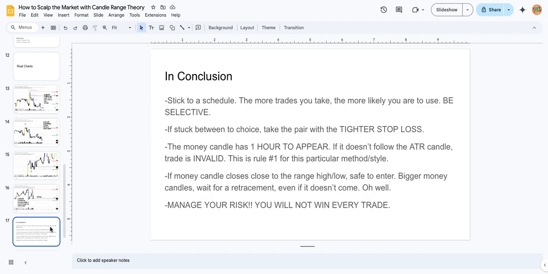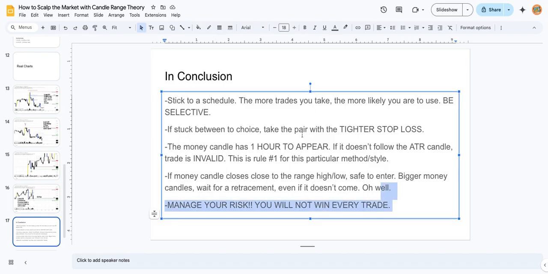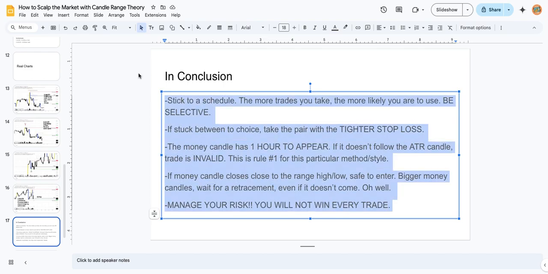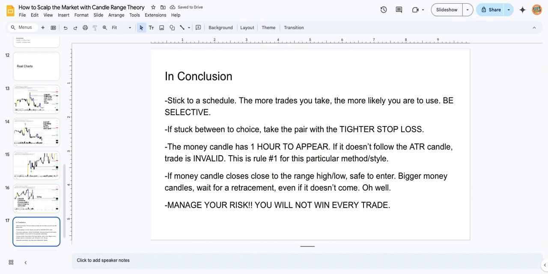Okay, so in conclusion, let me just make this black because that's what I prefer. Bang. Stick to a schedule. The more trades you take, the more likely you are to lose. So be selective. Don't go trading every money candle you see. I like smaller money candles, not the bigger ones where I have to wait again for a retrace. If you're watching as many pairs and instruments as I do, you're going to see multiple ATR candles and possible money candles. So take the one with the tighter stop loss. That is what I recommend. Don't go for the bigger ones. Go for the ones with the tighter stop losses.